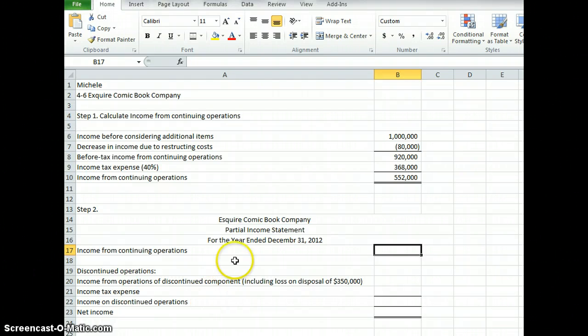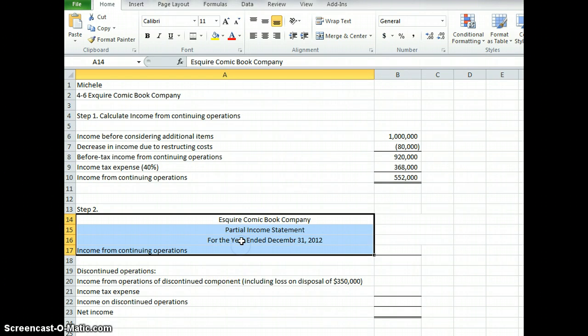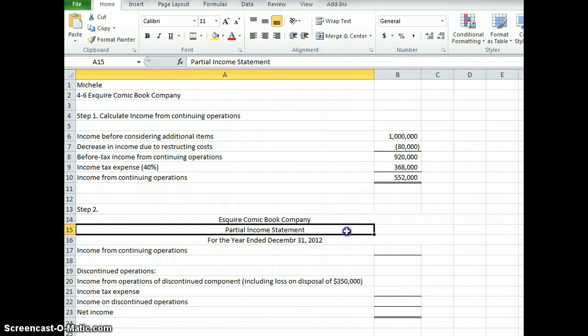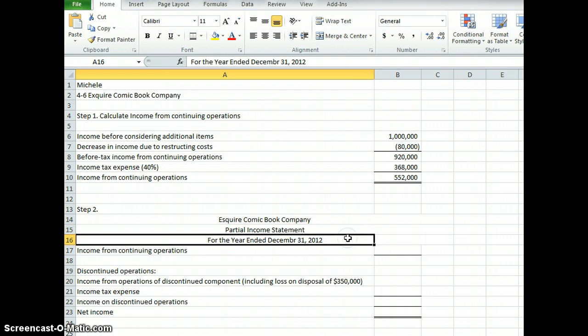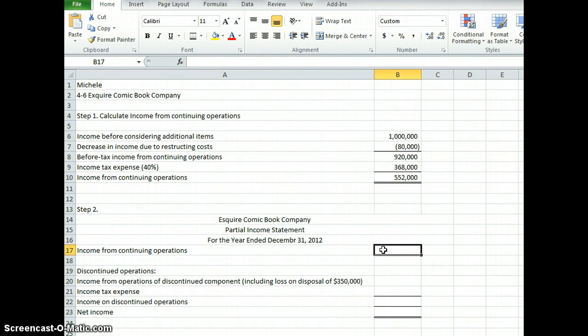When we prepare an income statement, remember to put your title in there. Your title includes the name of the company, the statement that you're preparing, and the period that you're covering. And the format of the date is different on a balance sheet versus an income statement. So review chapter 3 and 4 to notice that difference. All right, let's go ahead and prepare our income statement.